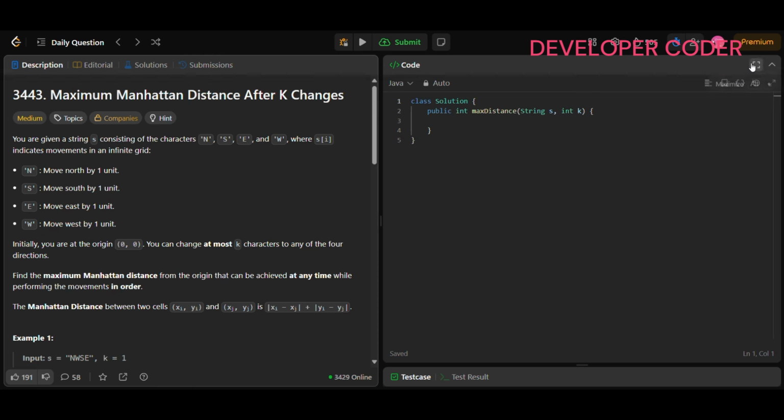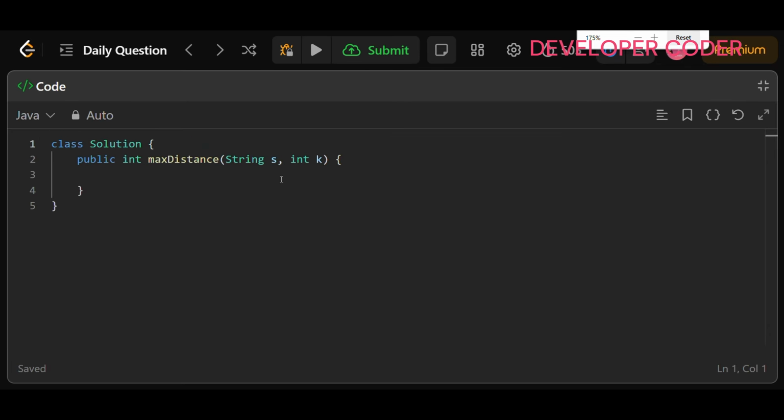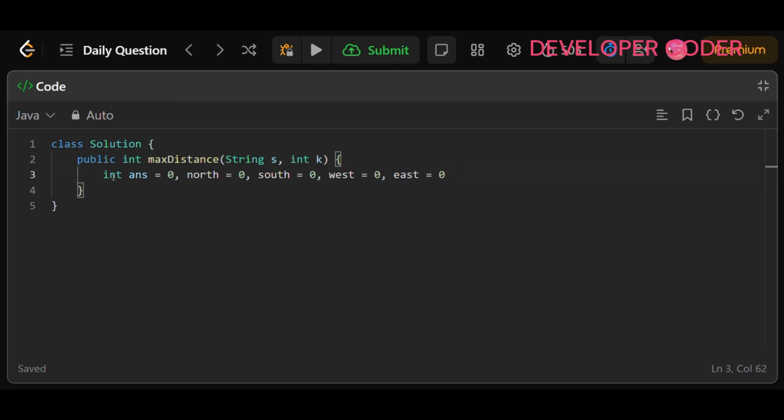First, let's try to write this code. Create one variable answer and set it to 0. Take north and set it to 0 initially, south set it to 0, then west set it to 0, and east set it to 0. Then just iterate over all the characters in your string: for char c in s.toCharArray(). Now inside this you can write an if else condition.